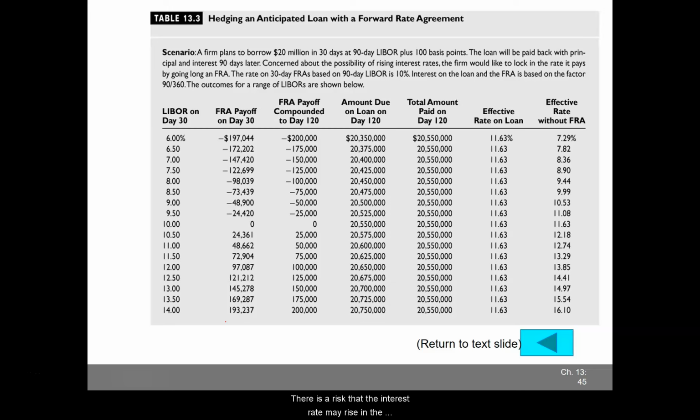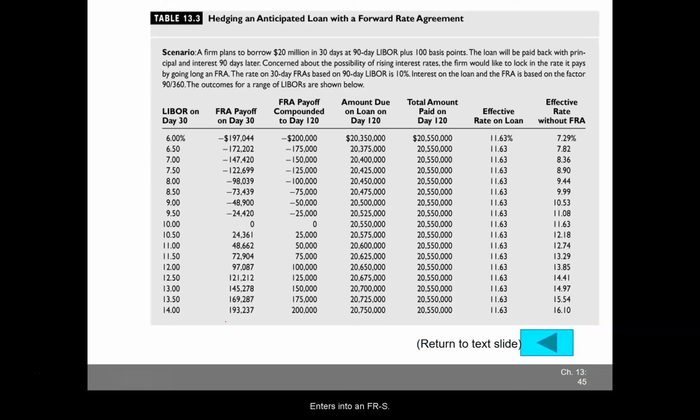There is a risk that the interest rate may rise in the next 30 days, and that will make the borrowing expensive for the firm. So the firm is facing the risk of a rise in interest rate over the next 30 days. Now, to hedge this risk, the company wants to lock in a rate using the forward rate agreement, and this forward rate agreement will be a contract for 30 days expiration involving borrowing for 90 days, 30 days from now. So it will be an FRA 30 by 120.